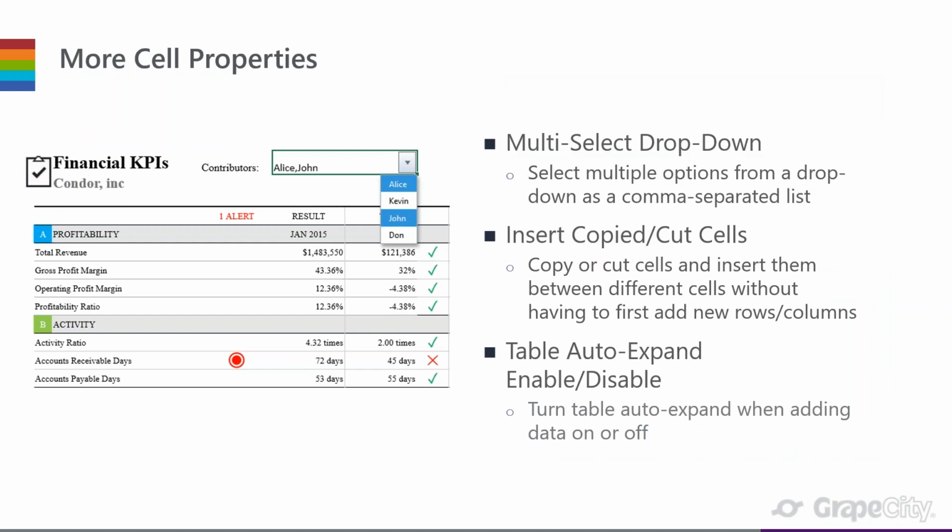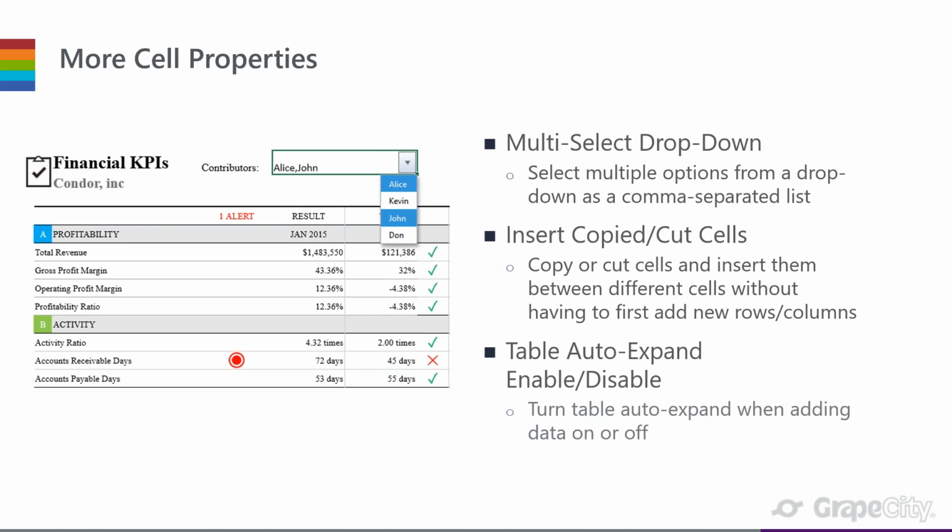Another feature we added in our initial V13 release was our list types, which we expanded upon with the multi-select combo box in this release. This essentially lets users select multiple options from a drop-down list, and the cell value will be a comma separated list of the selected items.